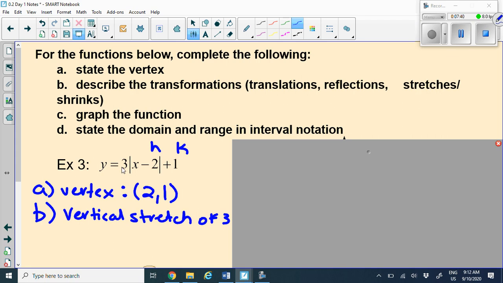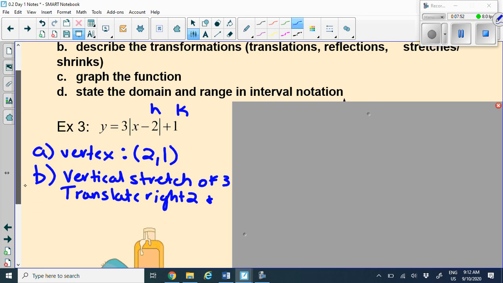Now we do the translations. So talk about the H. So we translate. We go right 2. And then we go up 1. And you really only have to say translates once. So you don't have to say it twice. If you want to, you can.